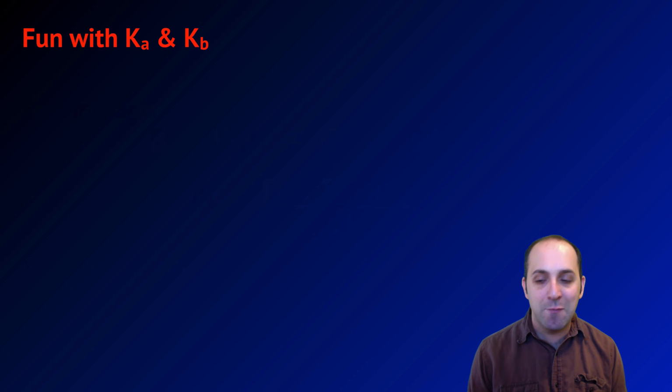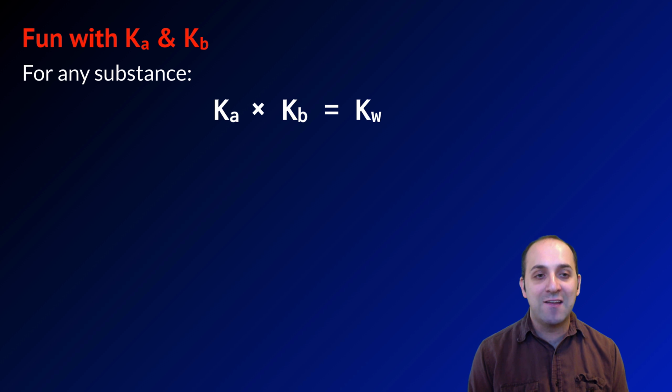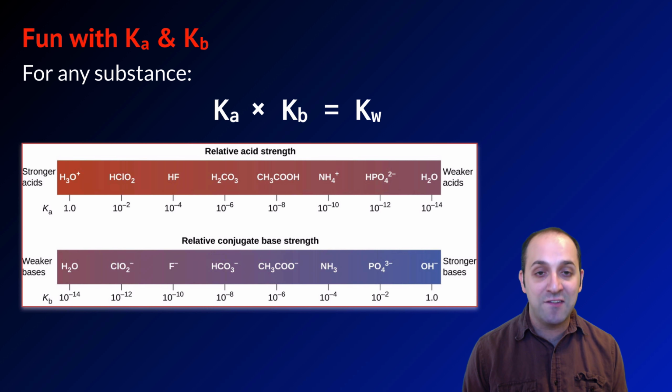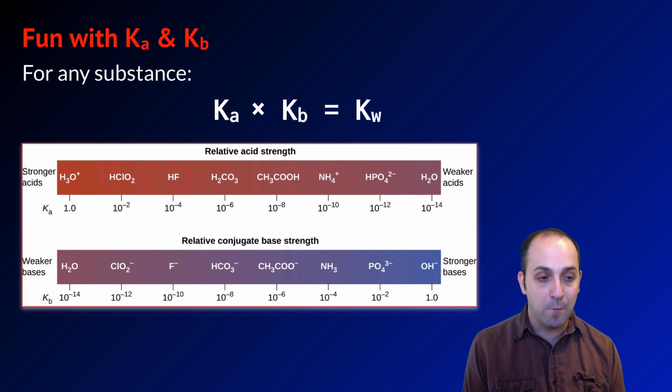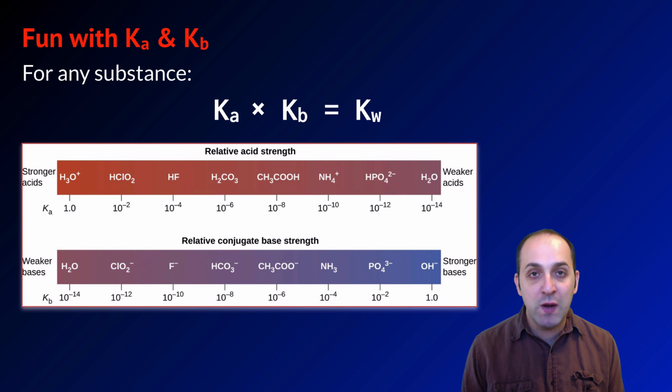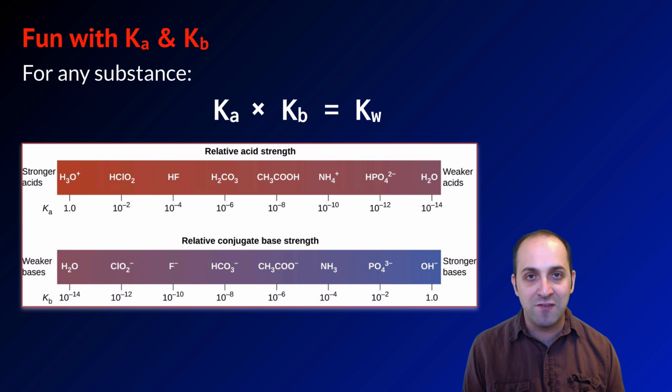We can use Ka and Kb to do some interesting things. For any substance that can act as an acid or a base, Ka times Kb has to equal Kw, the ionization constant for water. This diagram shows you the members of a conjugate acid-base pair for a bunch of different substances, and you can see that in each case, Ka times Kb equals Kw. For stronger acids, Ka is going to be functionally 1.0, which means Kb is going to be 10 to the negative 14, and for stronger bases, Kb is going to be 1.0, which means that Ka has to be 10 to the negative 14. In between is where we see things that are not really strong acids or bases, and in each case, Ka times Kb equals Kw.